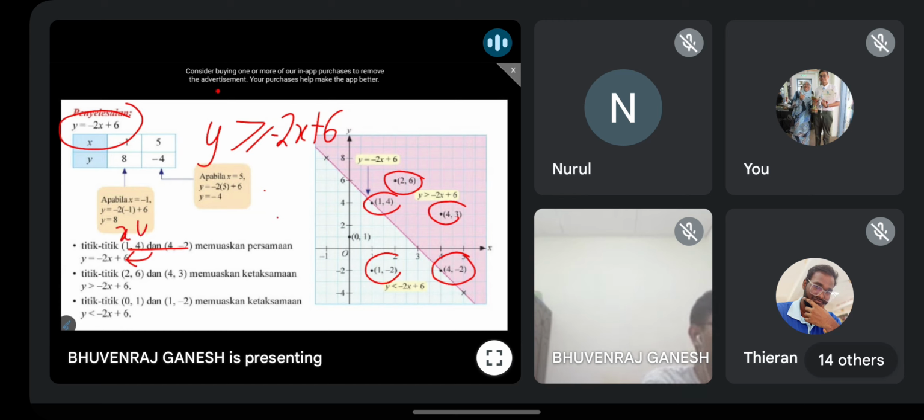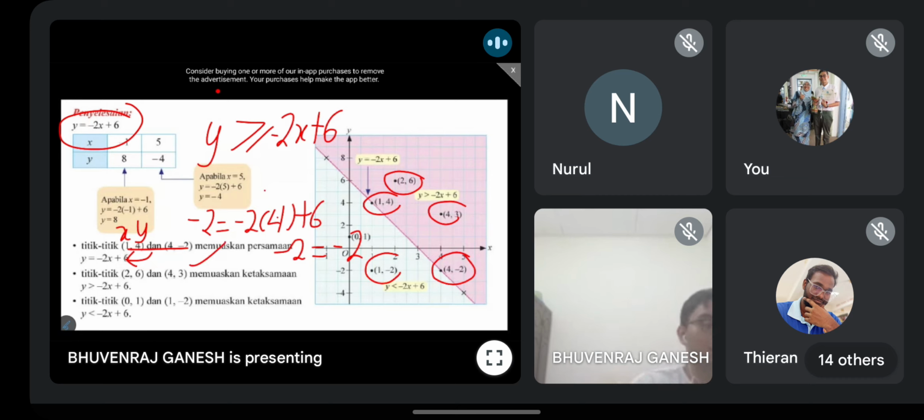For example, this one is your x coordinate, this one is your y coordinate. So you try and see. 4 is equal to negative 2, 1 plus 6. So 4 is 4. Means correct, it satisfies the inequality. Then you try again with 4, negative 2. Does it satisfy or not? You can check and see. Negative 2 equal to negative 2, 4 plus 6. So negative 2 is equal to negative 2. So definitely it satisfies, correct. So that's why these two will satisfy the equation.